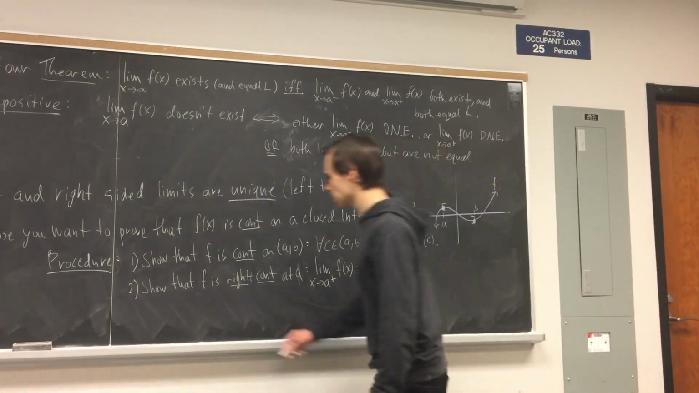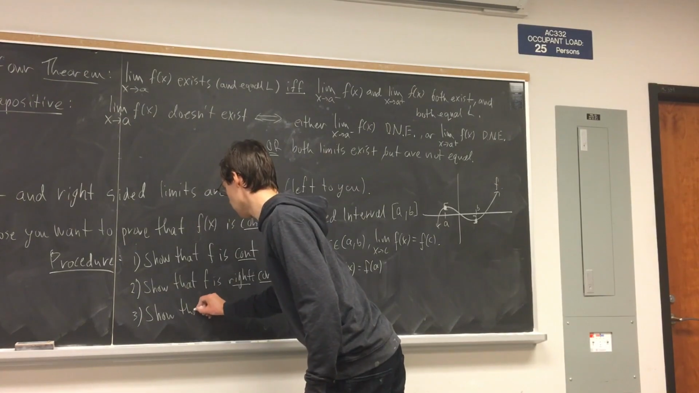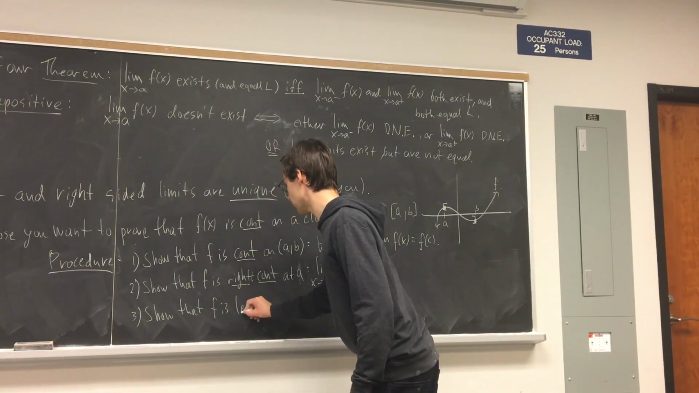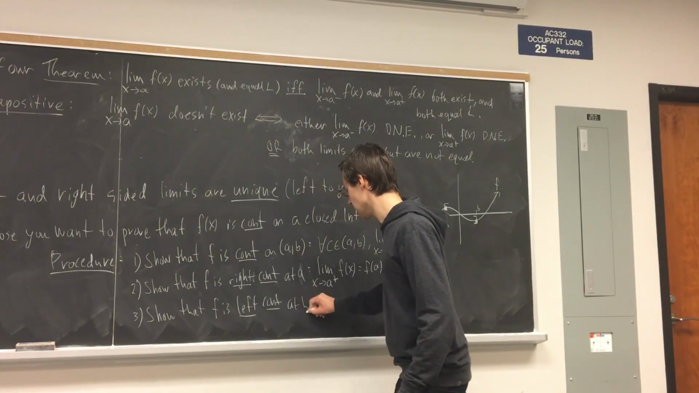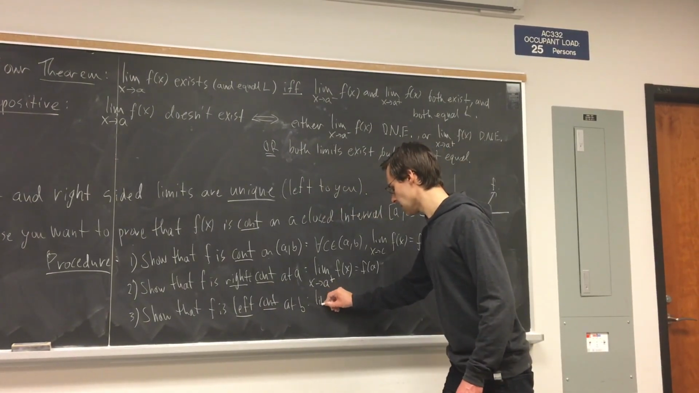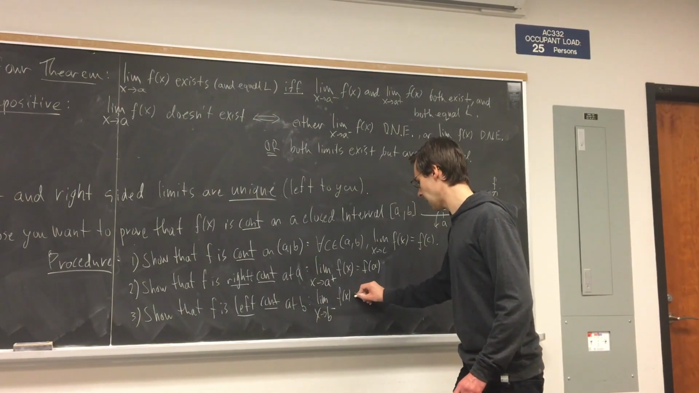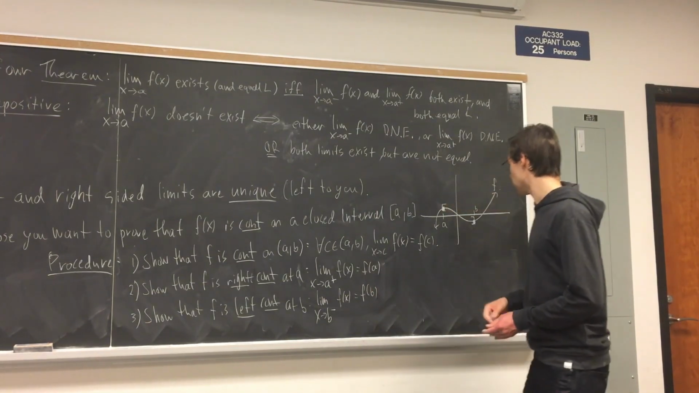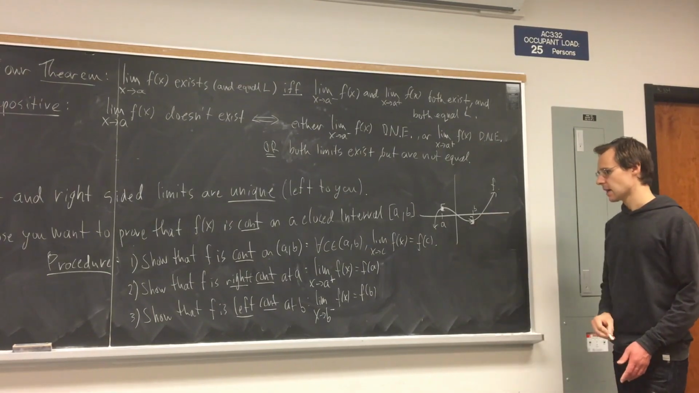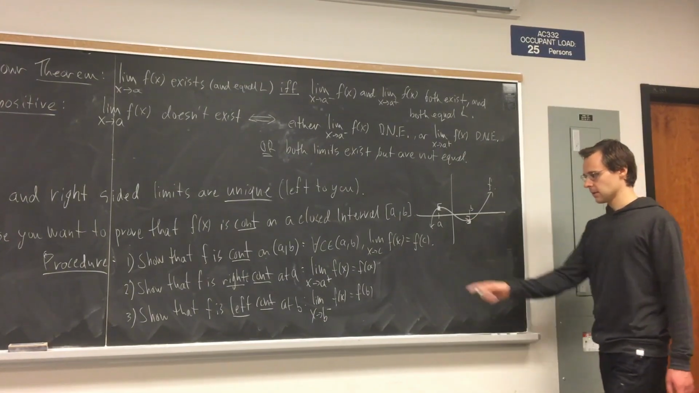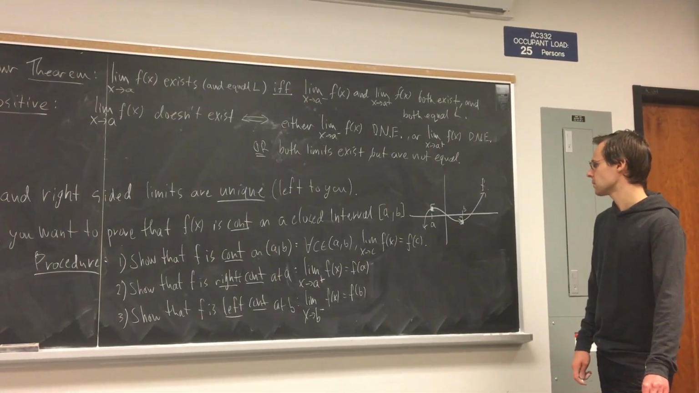Okay? And the third step, we might as well just guess it, show that f is left continuous at b. And what that means is that the limit as x approaches b from the negative side of f of x equals f of b. Okay? Same thing, just for the other endpoint. We're approaching b from the left side, and we're showing that the limit, left-sided limit, exists and equals f of b. Okay? That's what left continuous means.